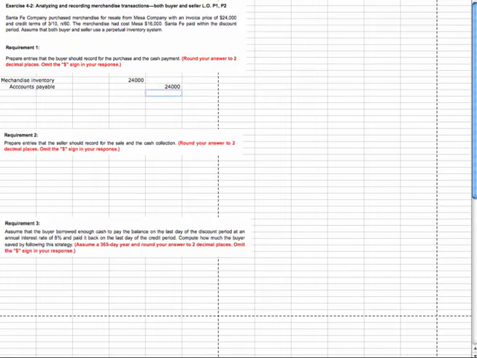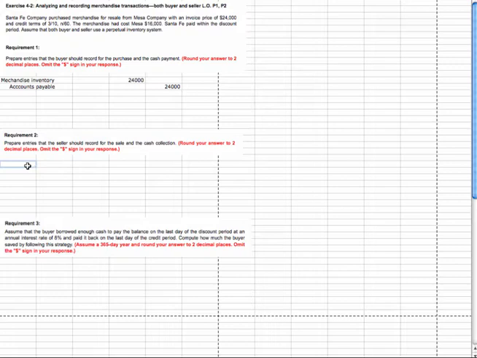So this is all that has to be recorded from the buyer's perspective. From the buyer's perspective here, they increase the merchandise inventory account, but we also increase the liability account showing that Santa Fe owes Mesa money. Now I'm going to jump over here to requirement 2 because requirement 2 says we need to recognize the transaction for the seller side. So I just kind of want to show you what the difference is between the two.